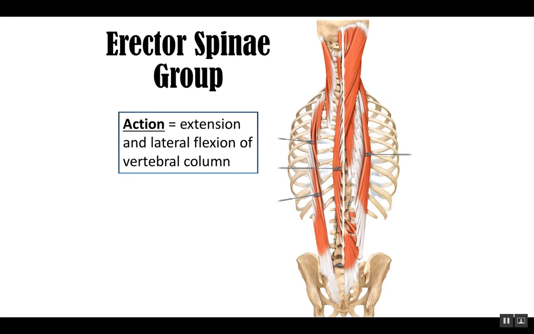They're also going to help laterally flex. So for example, if only the right side erector spinae muscles contract, you will laterally flex to the right. If only the left side of the erector spinae group muscles contract, you will laterally flex to the left. If they all contract, both right and left, we call that bilateral action. The spine will stay erect. So that's the erector spinae group.